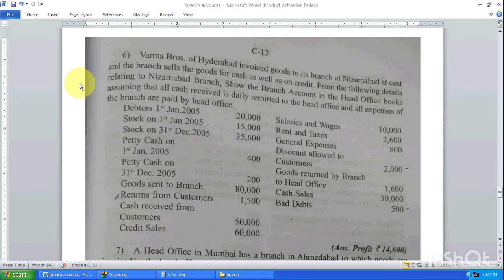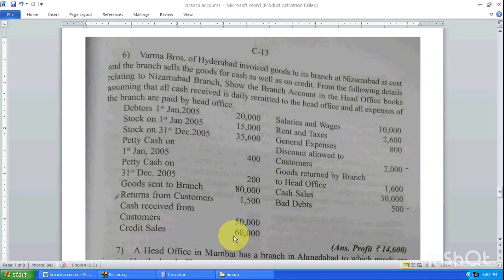Let's go to opening stock. Debtors 20,000, stock 15,000. Here closing stock is also given, it is for January, and here stock closing is given. Petty cash opening 400, petty cash closing 200. So debtors closing is not given yet. Goods sent 80,000, return from customer 1,500, cash received from customer 50,000, credit sale 60,000.